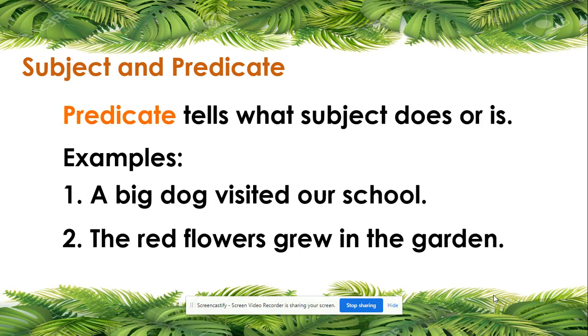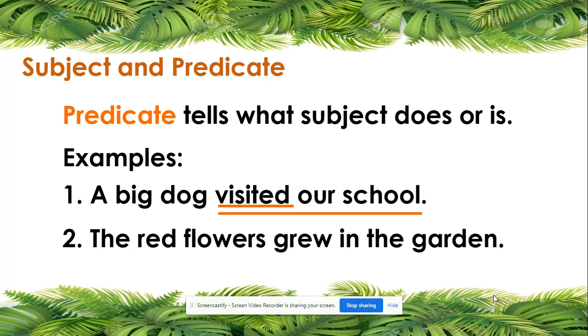Predicate, on the other hand, tells what the subject does or is. So this is the part of the sentence that shows the actions of the subject. For example, a big dog visited our school. What is the action being done in this sentence? You're right, visited or visited our school. So in this sentence, the predicate is visited our school.